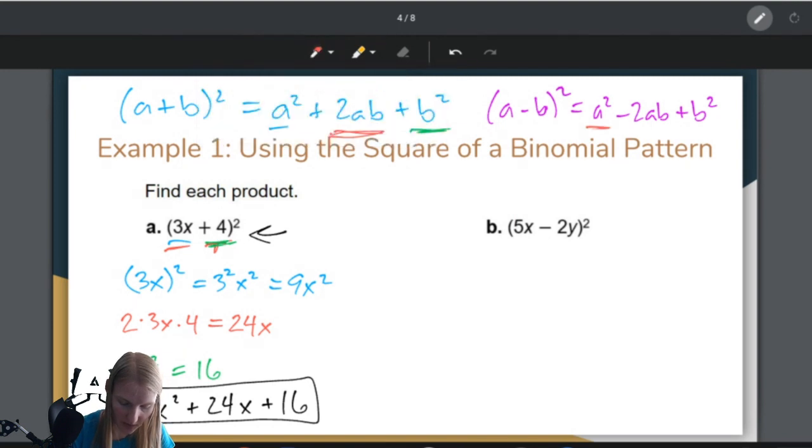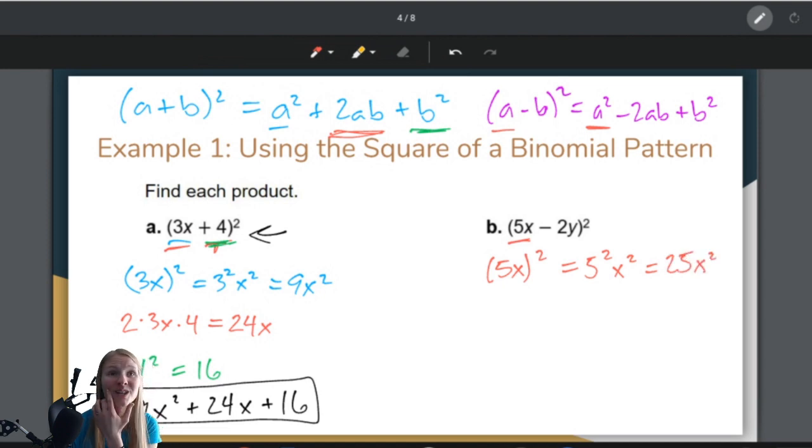So I still notice that the first term is squared. So we're going to do that. We're going to take 5x and square it. Remember, that means that everything in the parentheses gets a square. 5 squared is 25. And the x squared stays just like it is. Cool. First term, last term, the a squared and the b squared are nice and easy in my opinion.